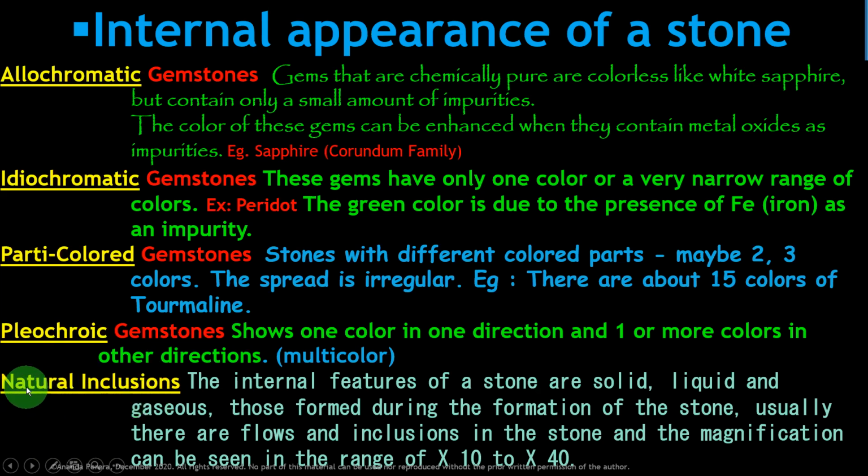The appearance of a gemstone depends on these. So when we are doing gem business, we have to understand these 5, and we have to understand natural inclusions also. The internal features of a stone are solid, liquid, and gases, formed during the formation of the stone. Usually, there are flaws and inclusions in the stone, and with magnification in the range of 10 to 40, we can see these inclusions.